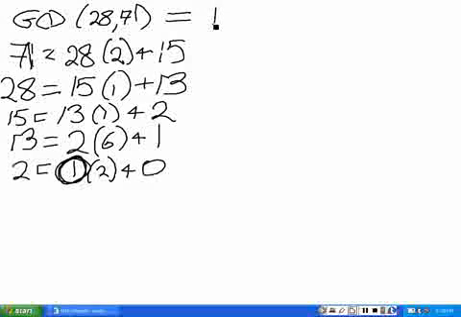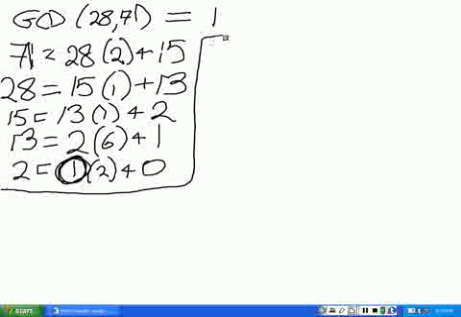Okay, so what does this tell us? It tells us that the two numbers have no divisors bigger than 1 in common, and because of this we can use the extended Euclidean algorithm to express any number at all as a linear combination of 28 and 71. So let's try to use it here. Now, I want to express 1 as a combination of 28 and 71 first.